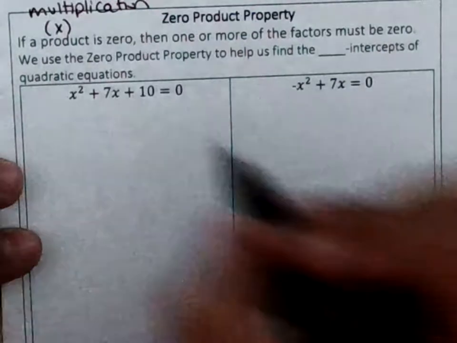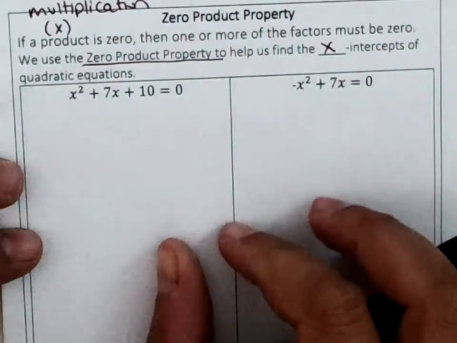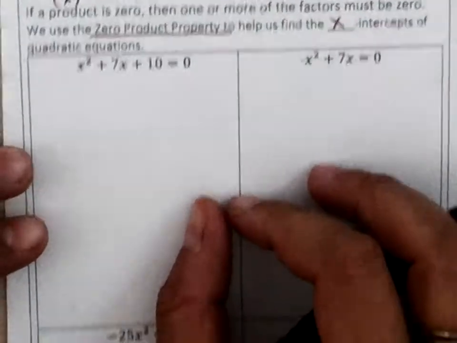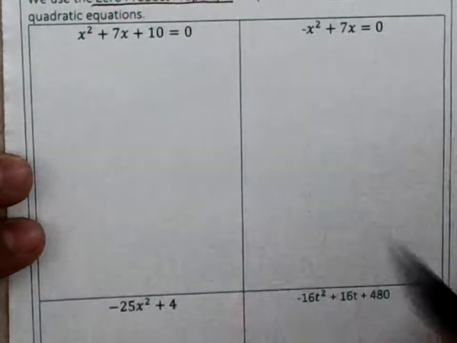We use the zero product property to help us find the x-intercepts of quadratic equations. So we are going to be factoring 4 examples and then solving for their solutions. So in our first example, we'll be using our box method. I will be putting my x squared and my 10 and thinking of multiples of 10. So 1 times 10 and 2 times 5. The only 2 of these that will add to 7 is 2 and 5. So we have 2x and 5x.